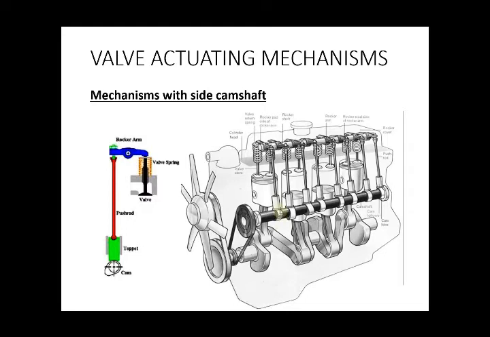So when this lobe of the cam touches this tappet, it will lift the push rod, it will push the rocker arm, and correspondingly it will open up that valve. And when it is closing, it will push down the other valve. So here the double action takes place in this particular system or in this particular engine.